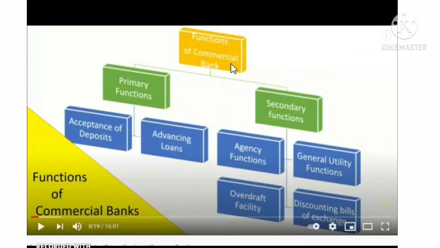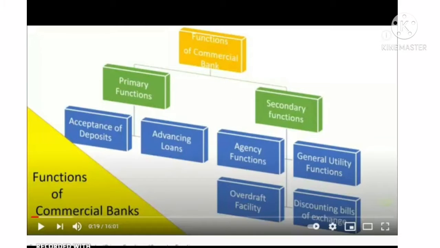There are two functions, mainly the primary function and the secondary function. The primary function has been classified into two, that is acceptance of deposits and advancing loans. Then in the secondary function, agency functions and general utility functions are there. Under that we will be studying overdraft facility and discounting bills of exchange. So these are the main functions of a commercial bank.